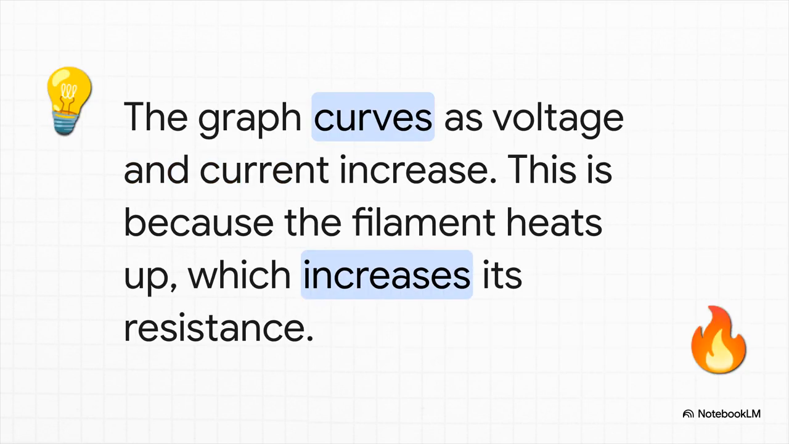So what about something like an old-school filament light bulb? Well, as you push more current through it, that tiny wire inside gets really, really hot. When that happens, the metal atoms in the filament start vibrating like crazy, and it just gets harder for electrons to fight their way through. So, as the bulb gets hotter and brighter, its resistance actually goes up. And that's why the graph curves over like that.